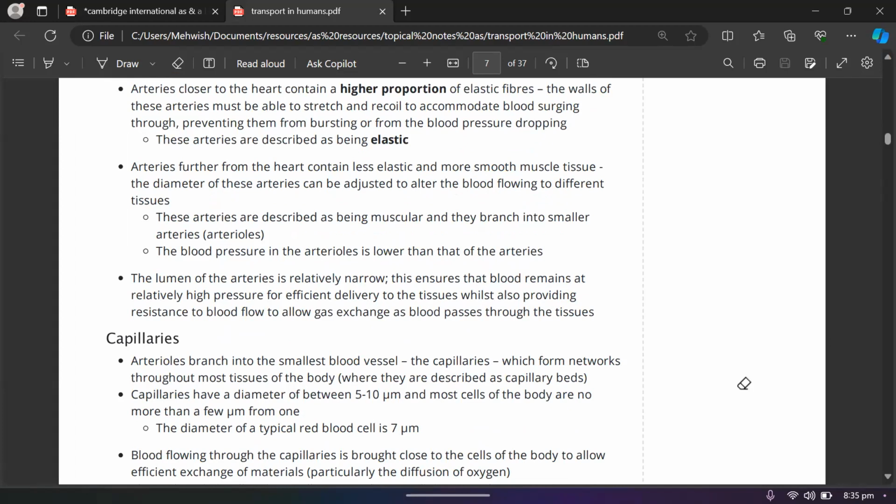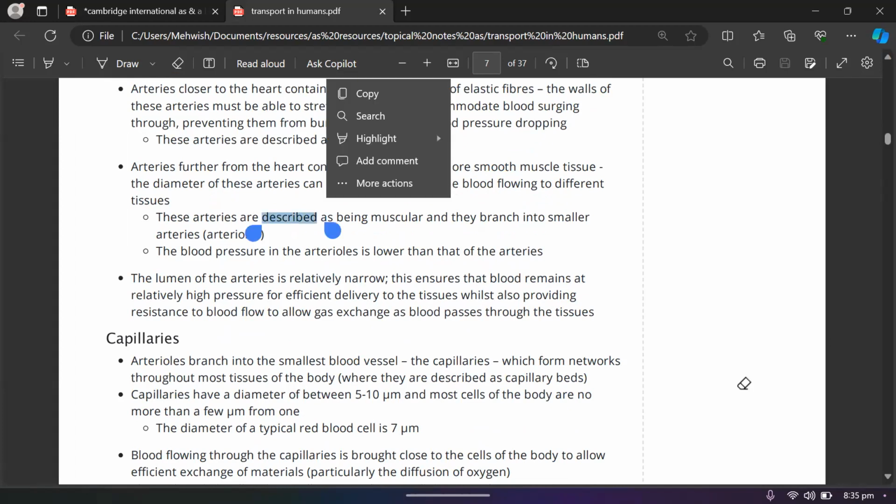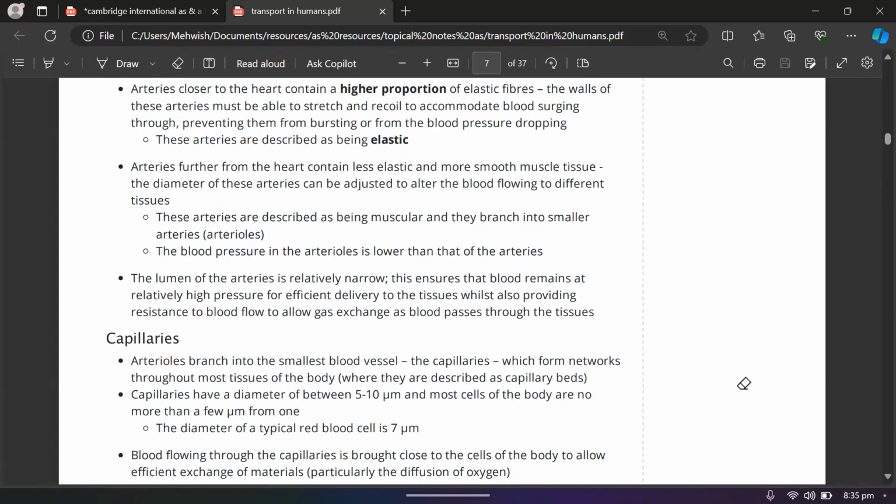These arteries are further divided into arterioles, and basically those arterioles are called muscular arteries, right? Because they are near to the organs. The blood pressure in the arterioles is lower as compared to an artery, right? The lumen of an artery is relatively narrow, right? And the lumen of the arterioles is further narrow, right?